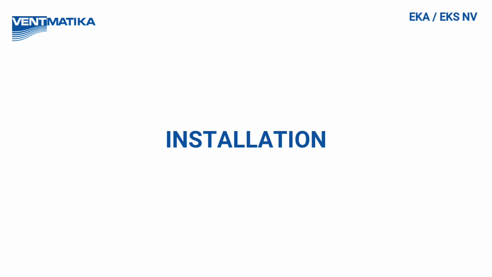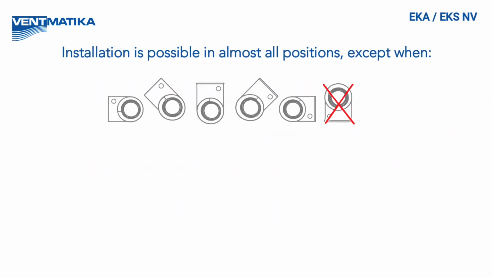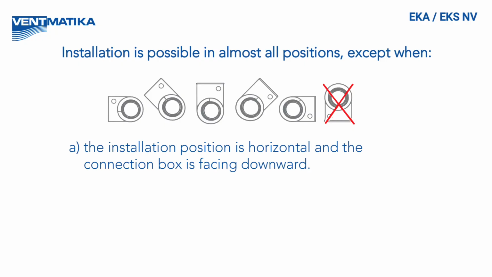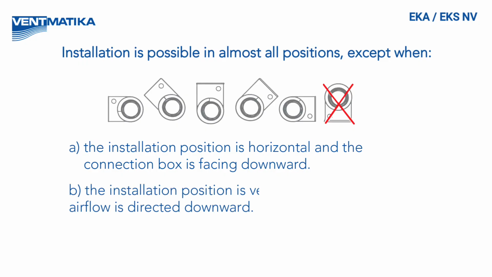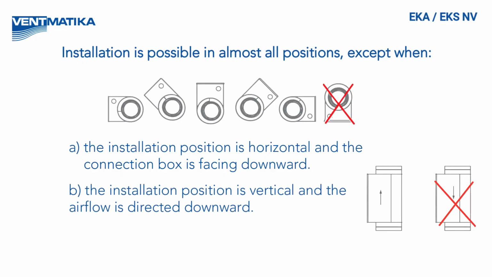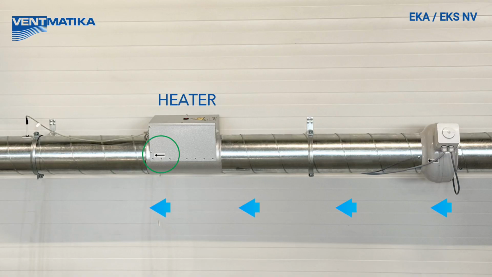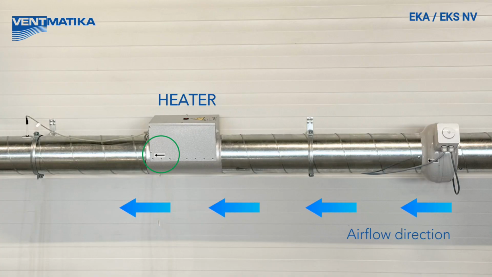Installation. Installation is possible in almost all positions, except when A, the installation position is horizontal and the connection box is facing downward, or B, the installation position is vertical and the airflow is directed downward. Install the round duct heater in accordance with the airflow direction, as indicated on the housing.